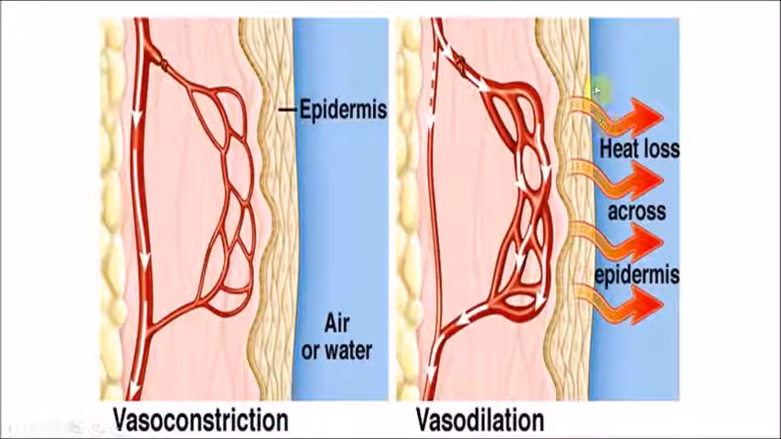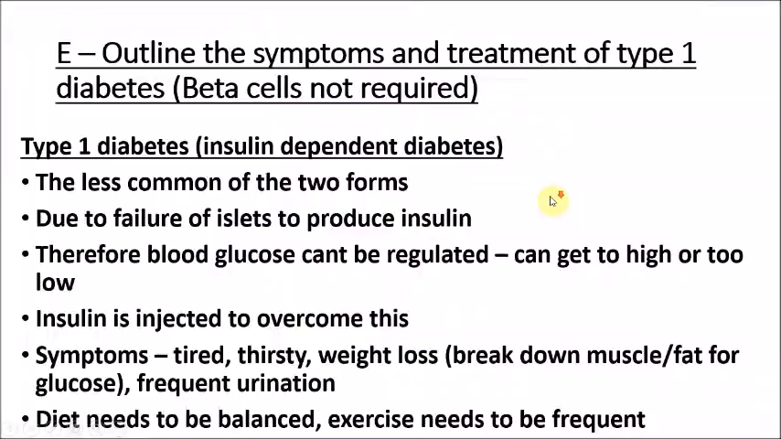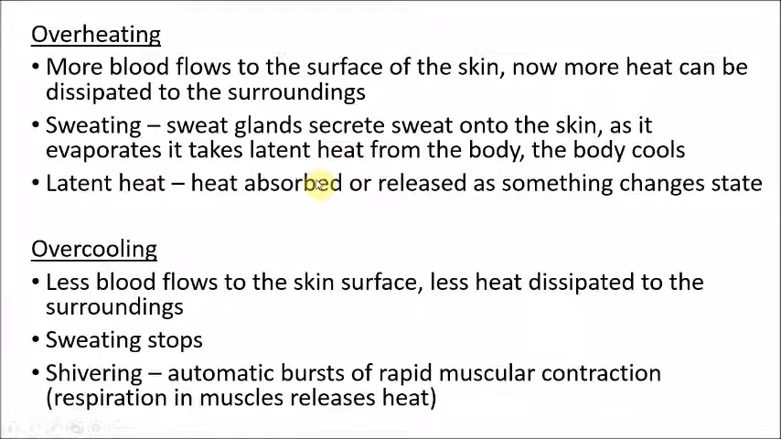The sweat will easily absorb this heat from the body or the blood, and as it evaporates, i.e. changing state from liquid to gas, latent heat will be lost. Latent heat is simply described as heat absorbed or released as something changes state. So as the sweat, as a liquid, changes state to a gas, it takes latent heat from the body.